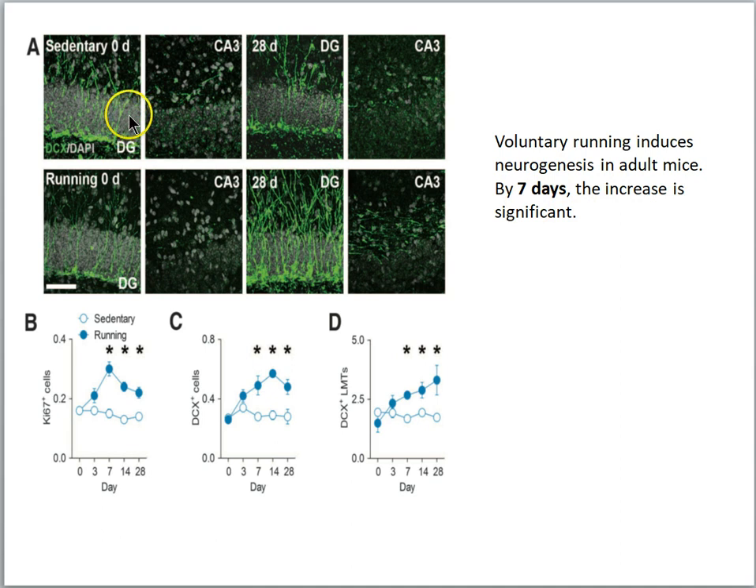So let's take a look at the pictures. Here we have in the dentate gyrus the picture of the sedentary mice on day 0 and the running mice. And so we get a sense of the rate of neurogenesis occurring here. Now for the sedentary mice, after 28 days of just being sedentary, this is what the dentate gyrus looks like when stained, and it's very similar. So we don't see any increase in the rate of neurogenesis. And the story is similar for CA3.